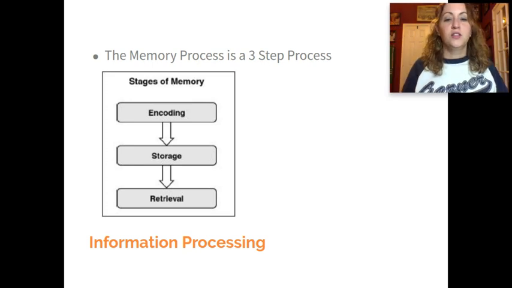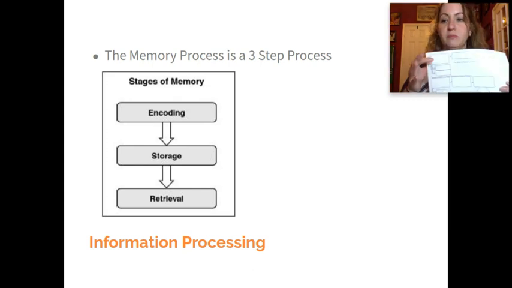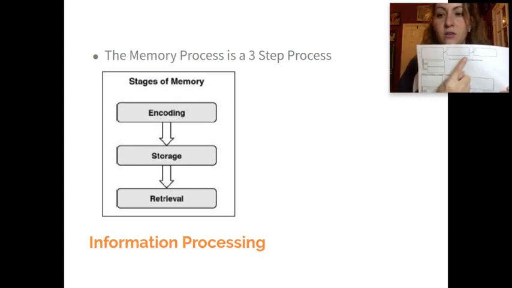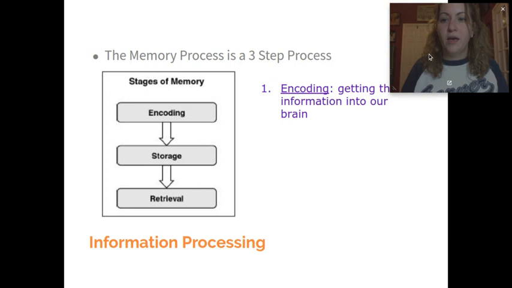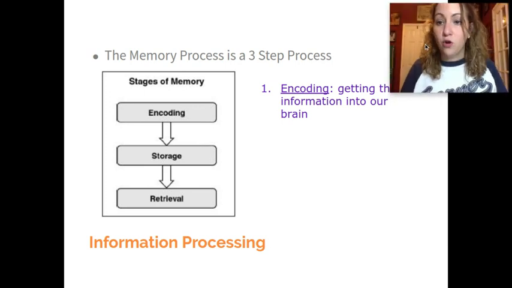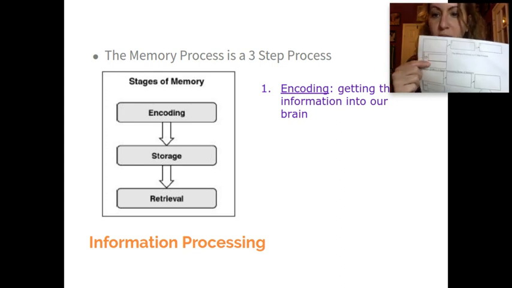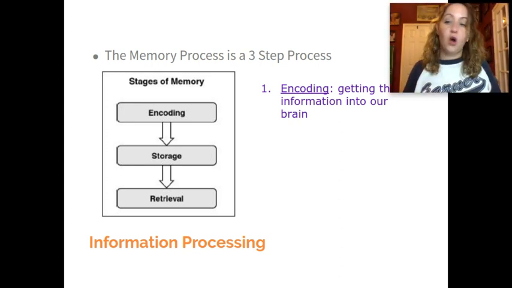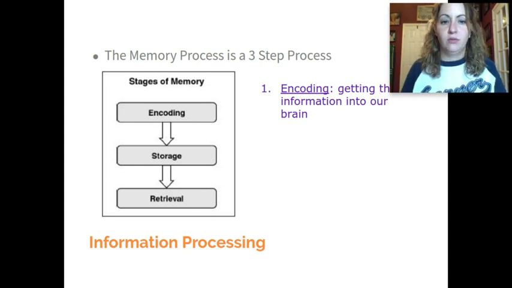So memory works in three stages: encoding, storage, and retrieval. That first blank is going to be encoding, storage, and retrieval over here. Encoding is just getting that information into our brains, getting it in. And we'll talk about different ways we can encode here in a little bit. That's why there are two little drop-down boxes right here, because there are different ways to encode. But in general, encoding information means getting that into your brain.